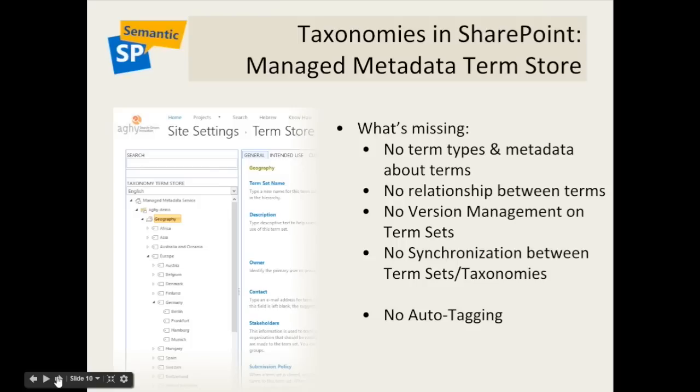A big problem can be that we don't have version management on the term sets. We cannot follow what happened and what changes have been done on a term. So if someone changes a term like Vienna, it's changed, and that's all. We cannot track it. We cannot check who did that, when did it happen, how did it happen. No way to do that. It's updated, and that's all.